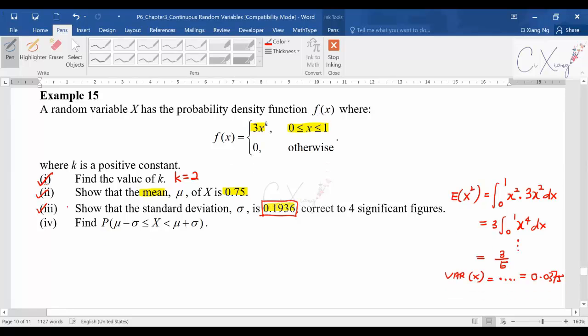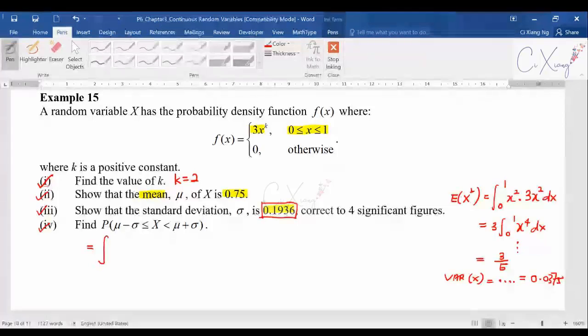And then after that, they're asking for this probability. They want you to get the probability from mu minus sigma until mu plus sigma. That means mean minus standard deviation and mean plus standard deviation. A lot of students, when they look at this one, will think that you need to change it to z. Actually, for this question, you cannot change it to z because this is not a normal distribution. So it is still a continuous random variable. What you need to do is try to do the integration as well.